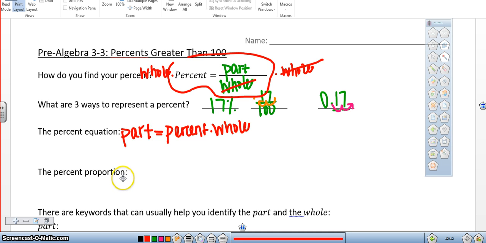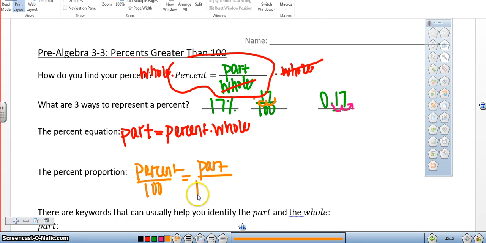Alright, well, we can also use something called a percent proportion to help us solve percent equations. Again, it's based back to the definition of a percent. A percent is a part over a whole. Well, percent is always out of 100, and it's always the part divided by the whole. This is a proportion rather than an equation. And you can cross multiply to solve for missing parts, and you can use this to solve percent questions.